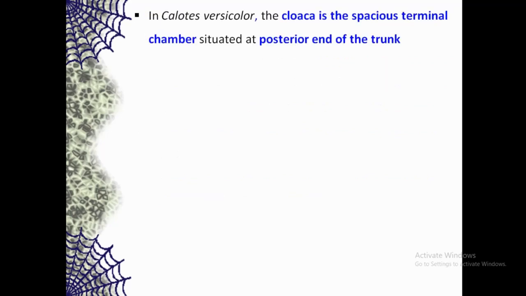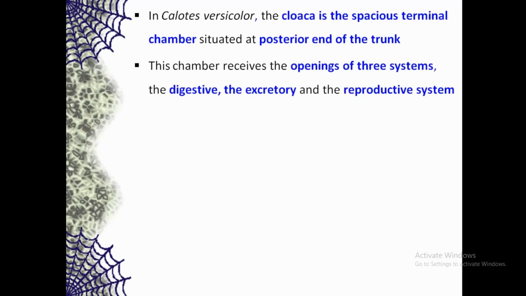In Calotes versicolor female, the cloaca is the spacious terminal chamber situated at the posterior end of the trunk. And in male as well as in female, this cloacal chamber receives the openings of three systems, that is the digestive system, the excretory system and the reproductive system.